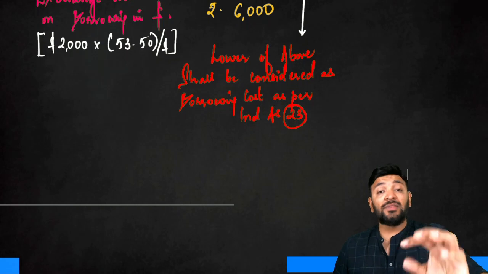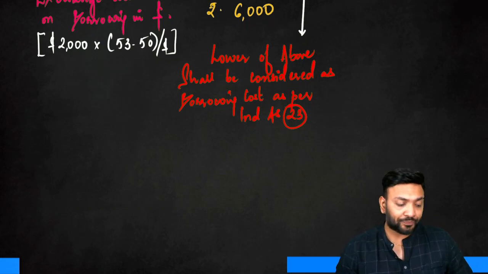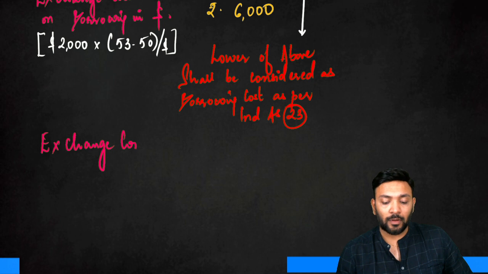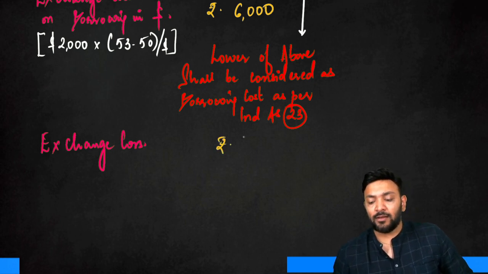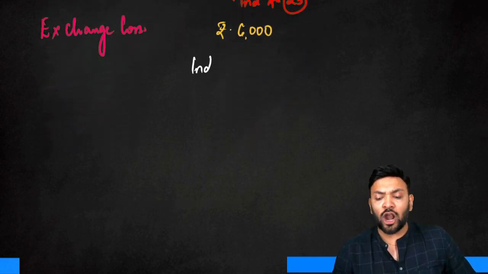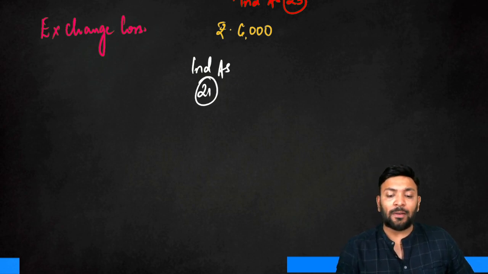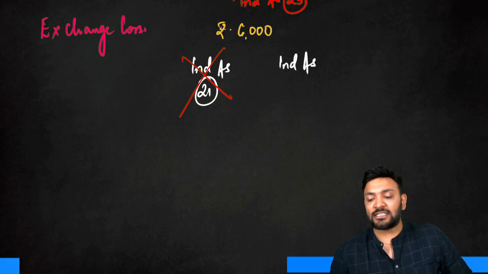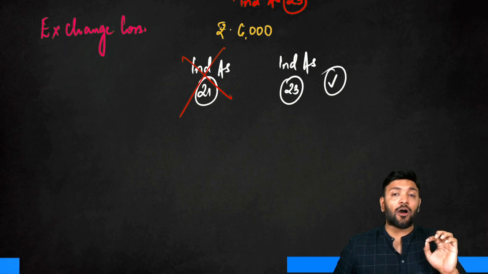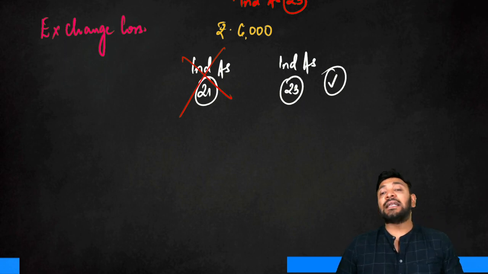So the question comes up, there is a 6,000 rupee of exchange loss, correct? My exchange loss is 6,000 rupee. This 6,000 rupee is no longer dealt under Ind AS 21. So not under Ind AS 21, but now it will be governed as per Ind AS 23. Your exchange loss will be governed as per Ind AS 23. This is the concept of exchange loss. To an extent, they can be considered as borrowing cost. You say the entire exchange loss is treated as borrowing cost, but I am saying to an extent. Wait a second.